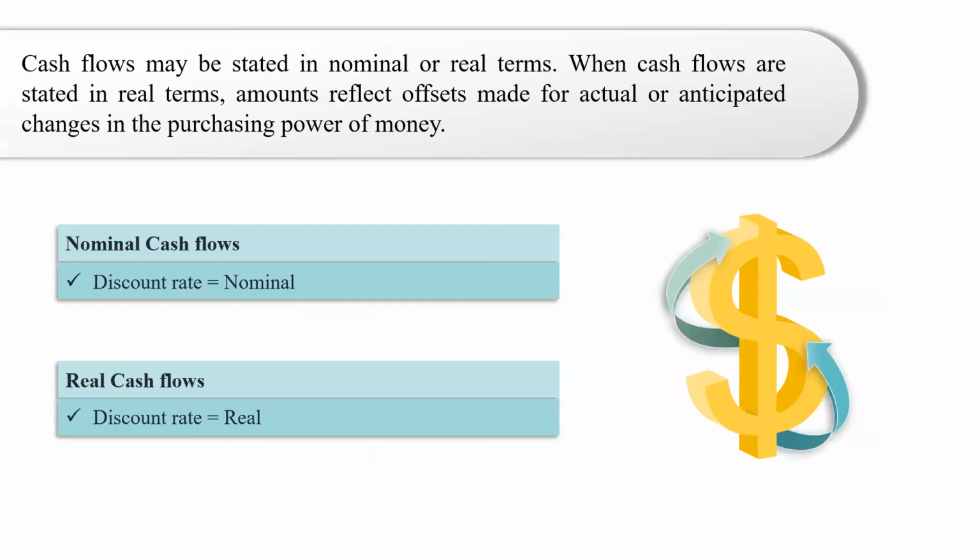Furthermore, cash flows may be stated in nominal or real terms. When cash flows are stated in real terms, amounts reflect offsets made for actual or anticipated changes in the purchasing power of money. When discounting nominal cash flows, nominal discount rates are adopted, and when discounting real cash flows, real discount rates are adopted. In equity valuation, only nominal cash flows are used. Therefore, nominal discount rates are employed in equity valuation.